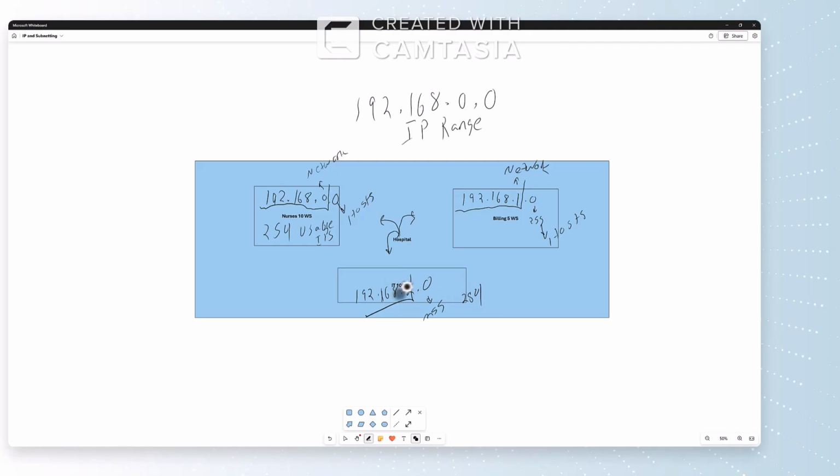So now we have 100 workstations. We have 254 addresses. That covers it. We have 10 workstations. We have 254 addresses. That covers it. We have 5 stations and we have 254. That covers it. Awesome. We're good. These guys can't talk to each other. That's great. But there's a better way that we can actually do this. So let's go ahead and delete this.